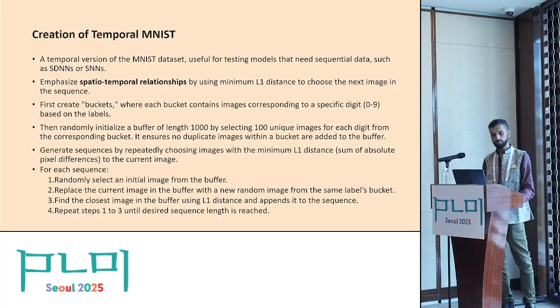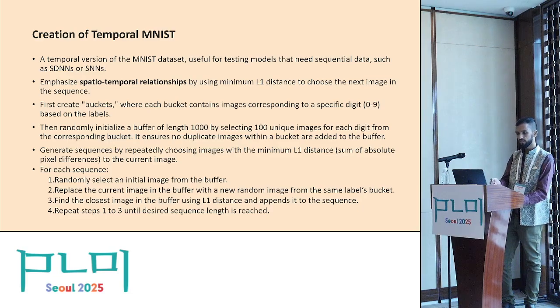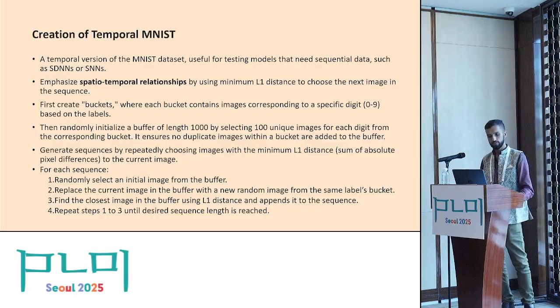So what we are doing, for each sequence we first randomly select an initial image in the buffer, then replace the current image in the buffer with a new random image from the same label's bucket. Then in the third step we find the closest image in the buffer using the L1 distance and append it to the sequence. And we repeat these 3 steps until the desired sequence length is reached.